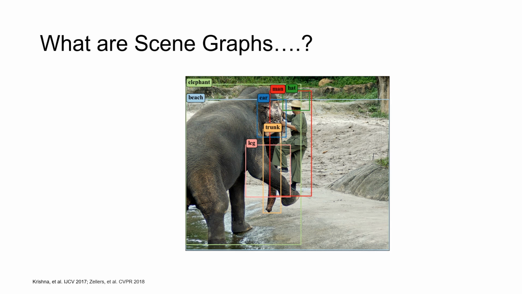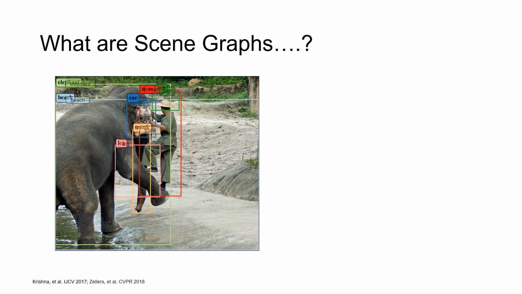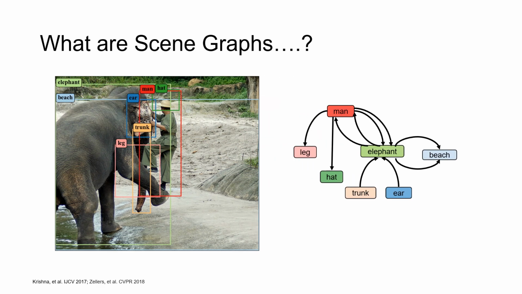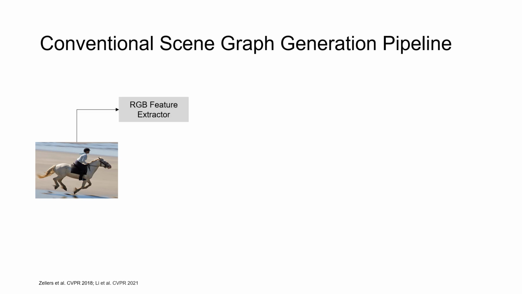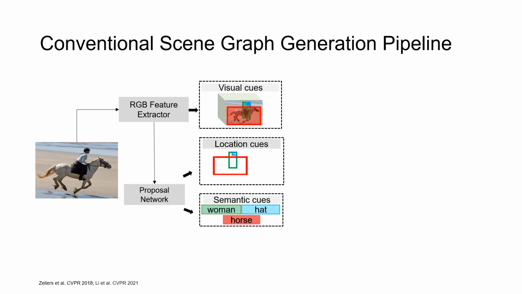Scene graphs are graphical representations that capture various objects within an image along with the relational dependencies between them. Let's review the conventional pipeline for scene graph generation. An image goes through an RGB feature extractor to generate visual cues and a proposal network to generate semantic and location cues. The cues for each entity bounding box region are globally projected, resulting in global patches for all the entities, where each patch corresponds to the entire bounding box region of a single entity.